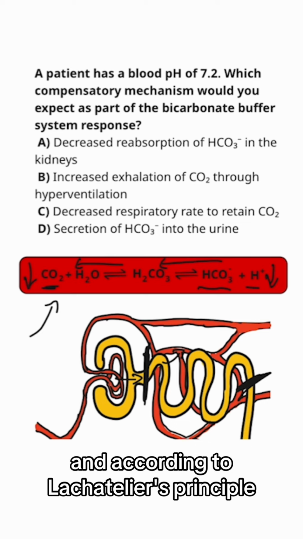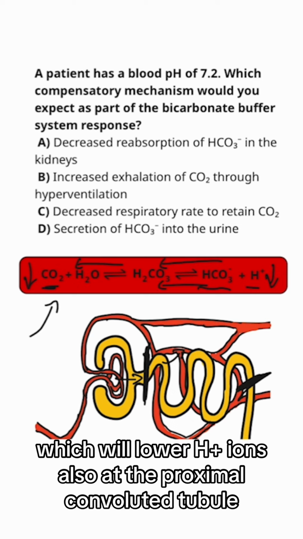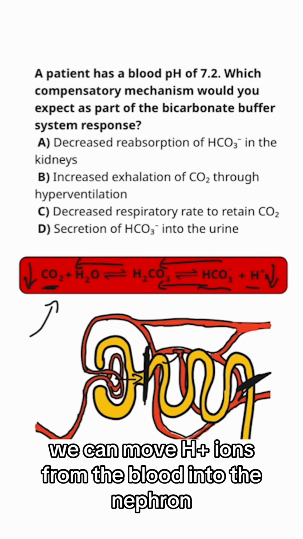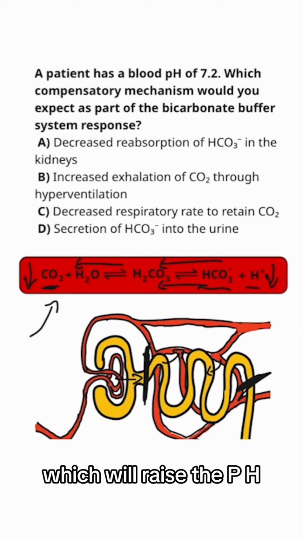And if we reabsorb more bicarb ions, then we can look back at that equation we have above, and according to Le Chatelier's principle, that's going to drive the reaction to the left, which will lower H plus ions. Also at the proximal convoluted tubule, we can move H plus ions from the blood into the nephron in a process called excretion. And again, that's going to lower the H plus in the blood, which will raise the pH.